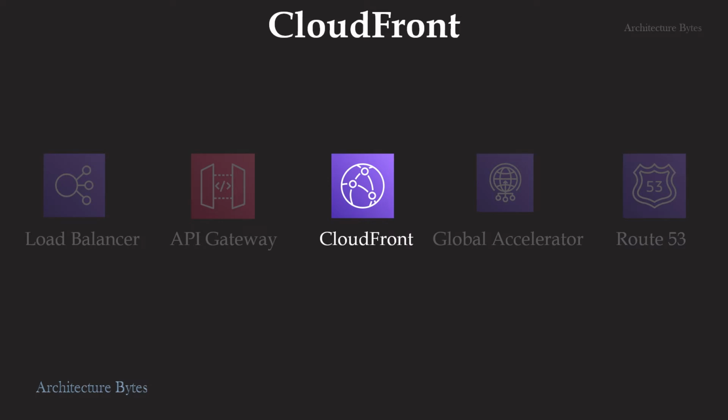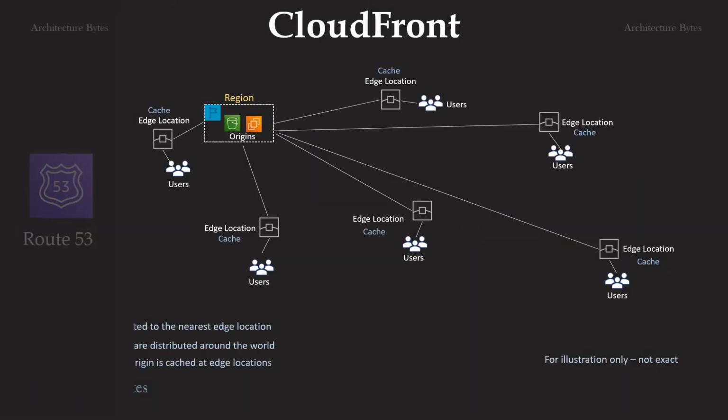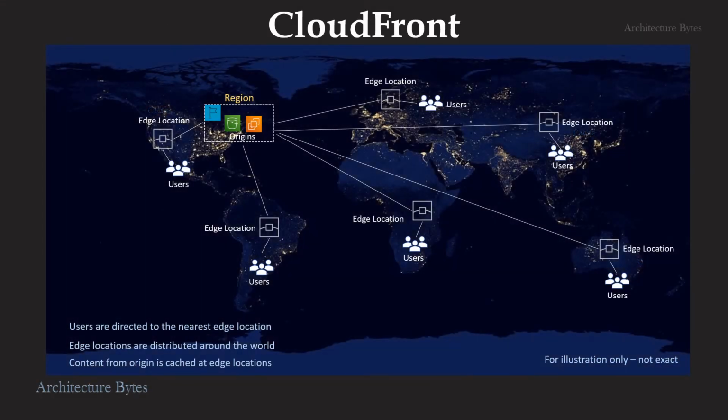Let's discuss CloudFront now. If your application is hosted in, say, a US East region and your users are spread around the world, then it may take a lot of network hops and delay to deliver content to users around the world. What if content could be cached and delivered from a location closer to the end user? This is what CloudFront CDN does.